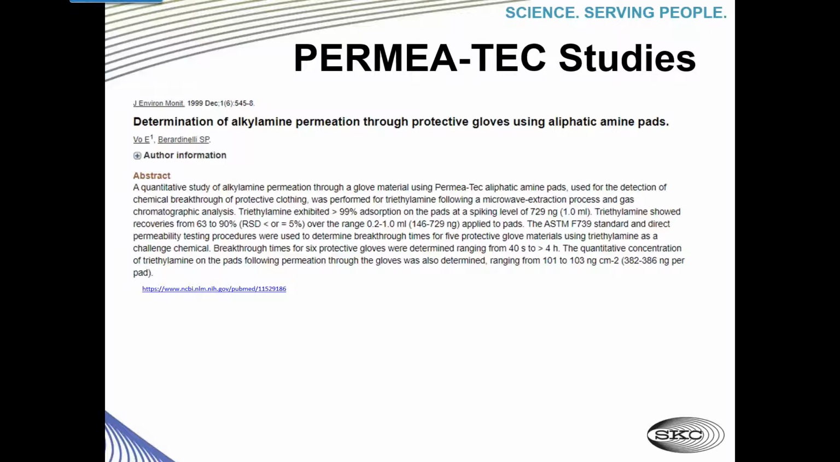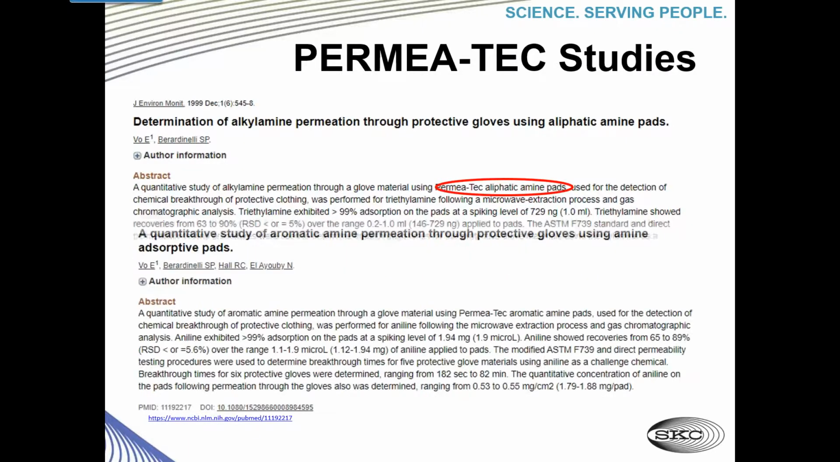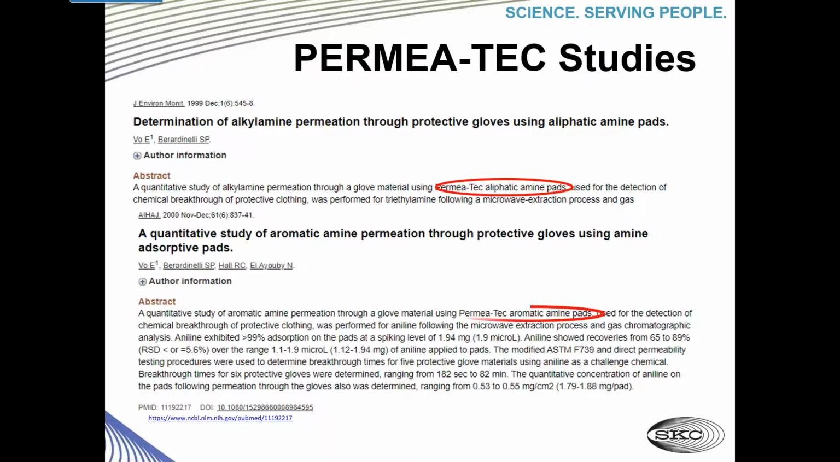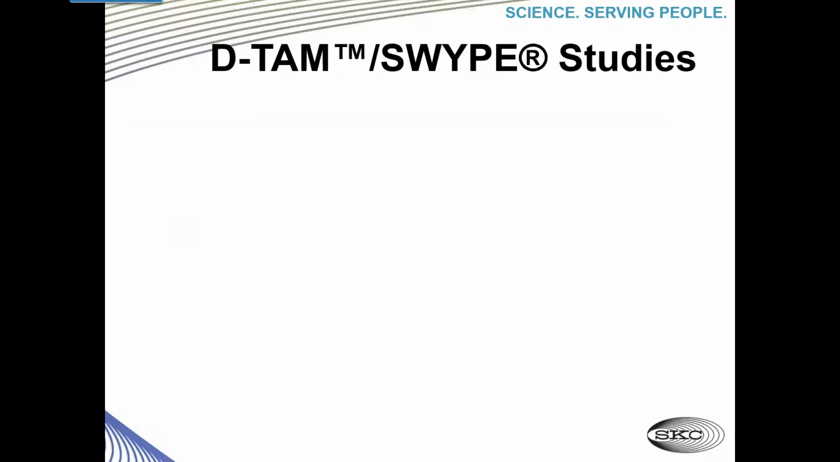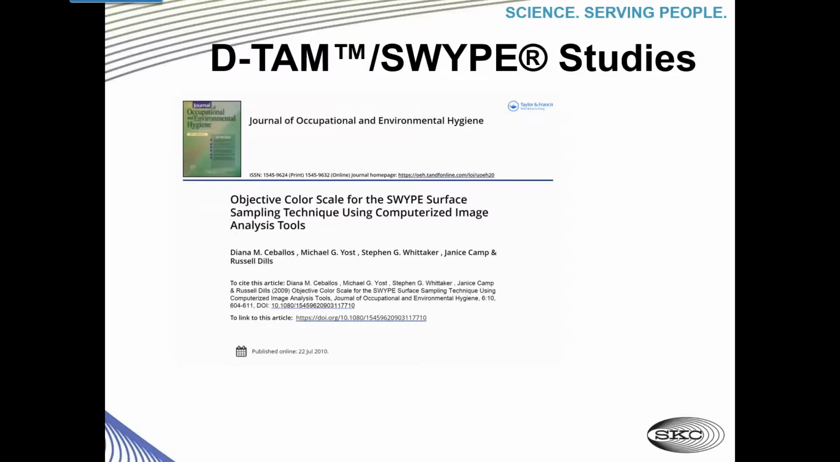Okay, these are studies that were done using the Permeatech to determine glove breakthrough. In this case, they are mostly for aliphatic amines, but they used the Permeatech to assess that breakthrough. So this work, for DTAM, these are also studies that were used for the DTAM.